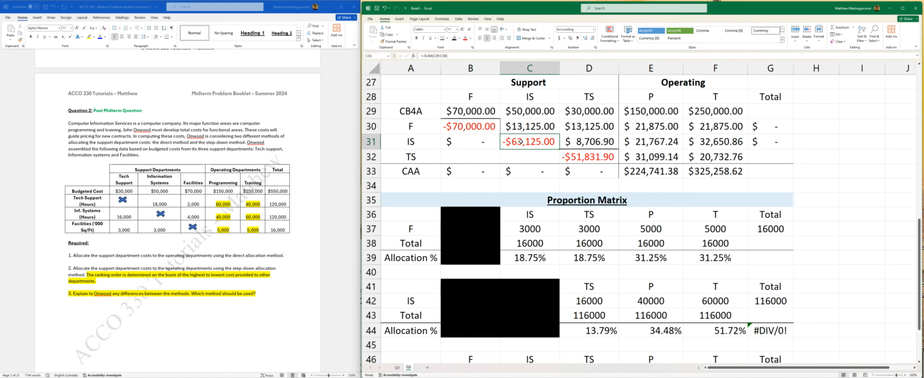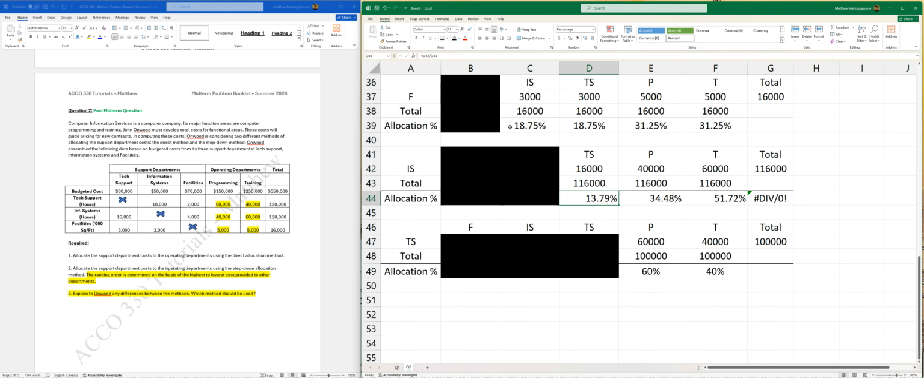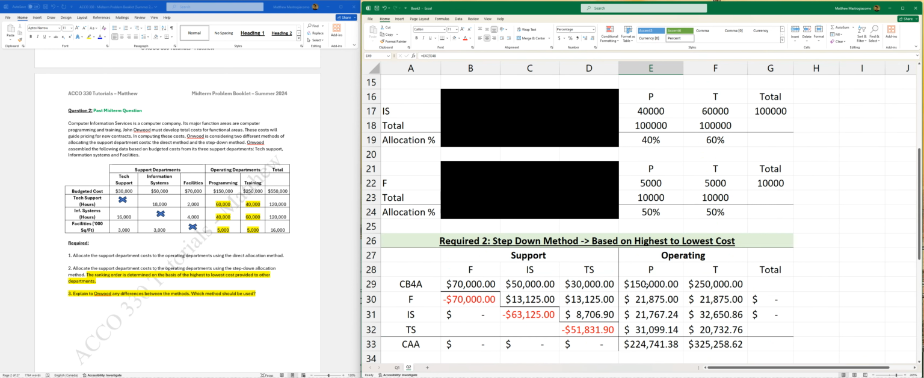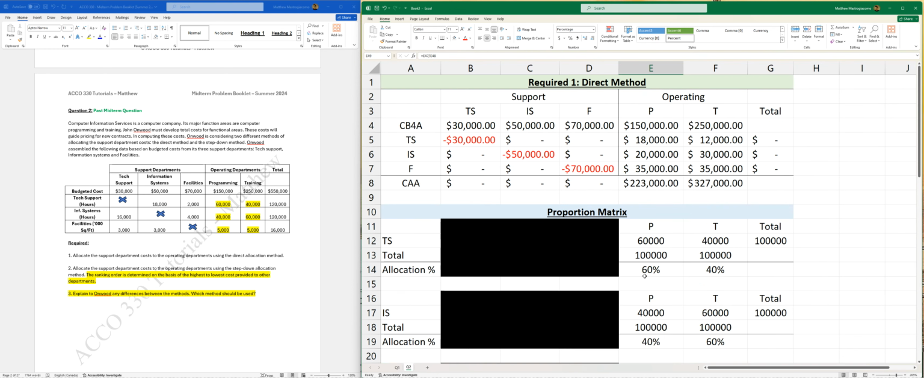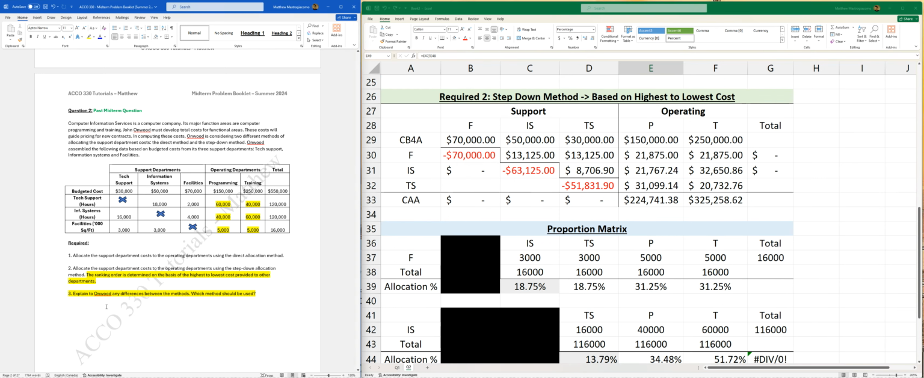We did that here. For IS, the proportion was this, and then we had 13%. And you see here, look at our staircase. It literally looks like a staircase here, even the proportion matrix. So get good at building your staircase, guys. It's critical. All right. So everyone, that's it for required 1 and required 2. Now let's get required 3.